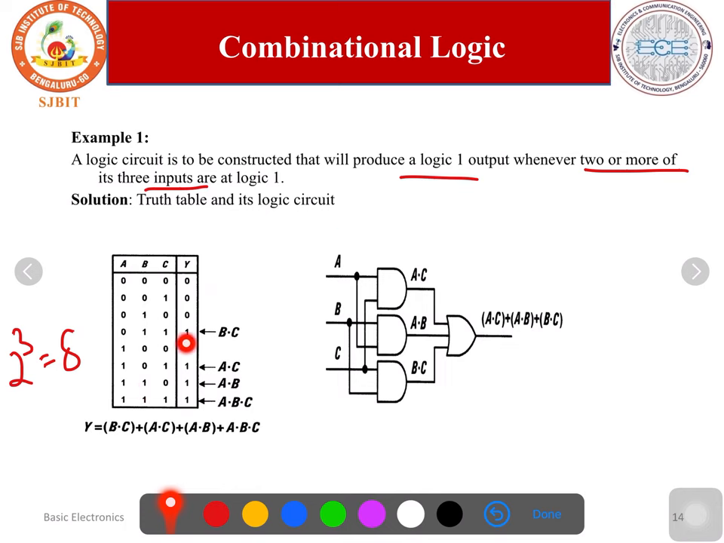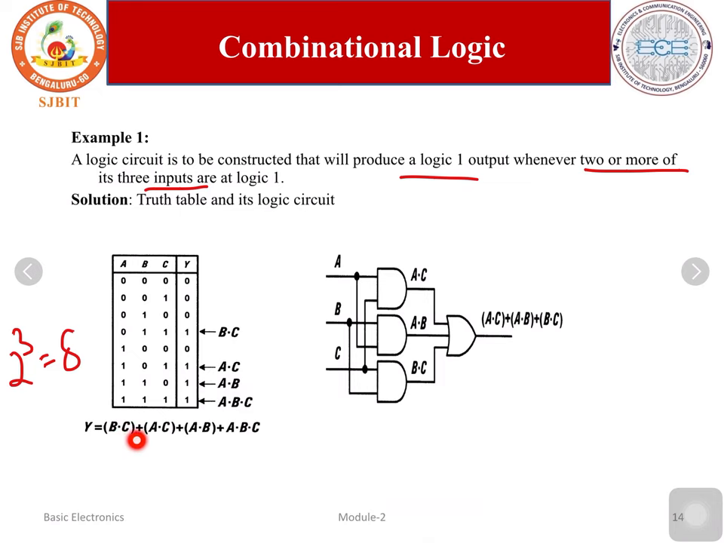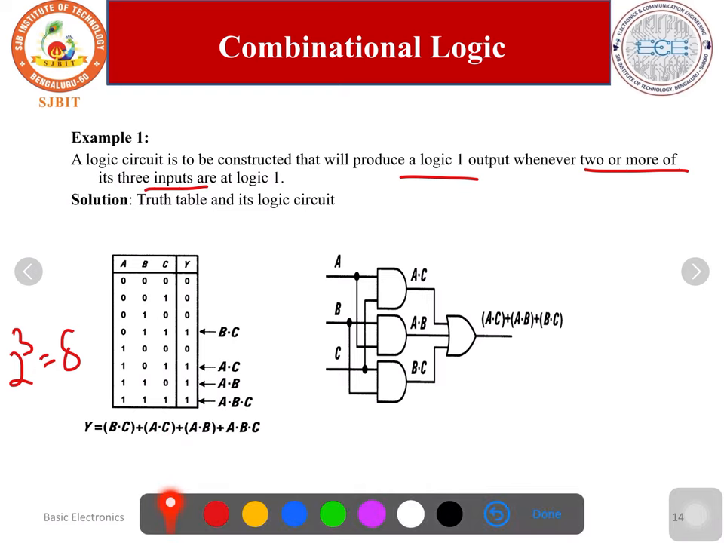Then for the expression corresponding to this, note down where the output is high. Four combinations will give you high. So in this combination, here it is 1, here it is 1, so BC. One more combination is AC. One more combination is AB. Another combination is ABC. So either this or this or this or this will produce the logic 1. So Y is equal to BC or AC or AB or ABC will produce the output 1.